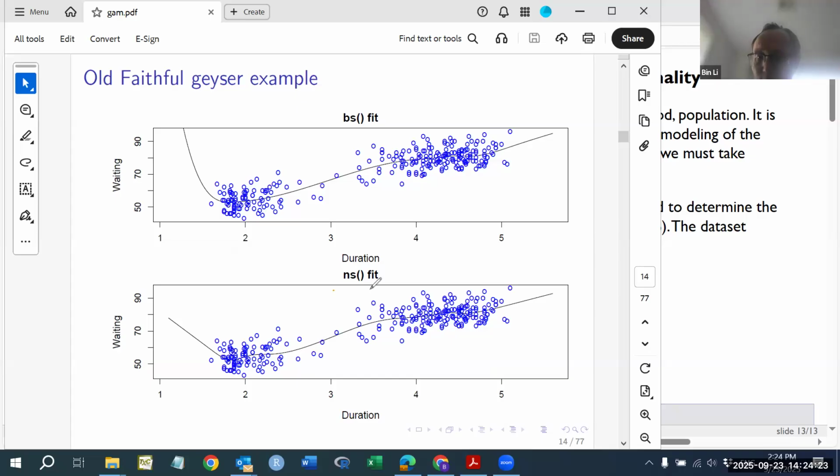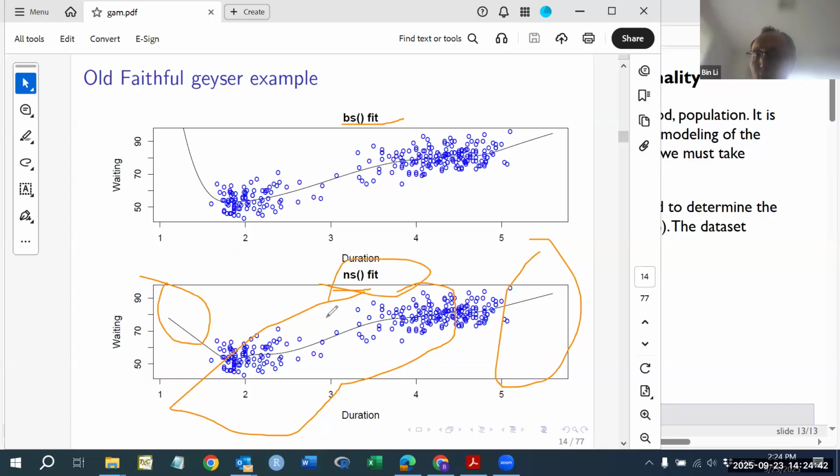And both models have the same degrees of freedom. In other words, both models have the same model complexity, but the natural spline is more flexible within the range and also more stable outside the range. So that's why in practice, people use natural splines more than B-splines. Okay, so that's the natural spline.